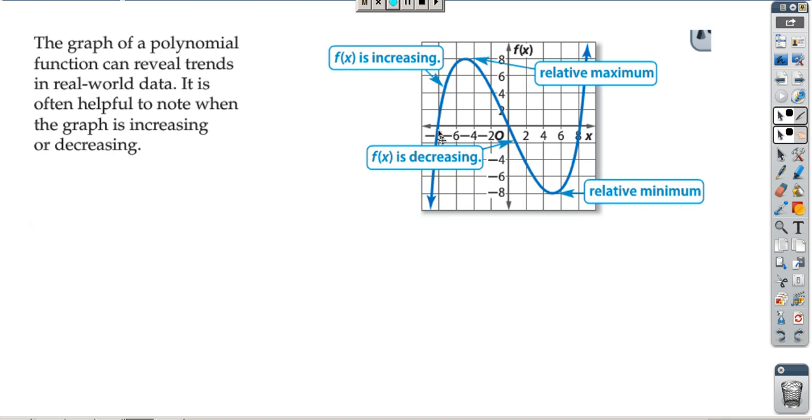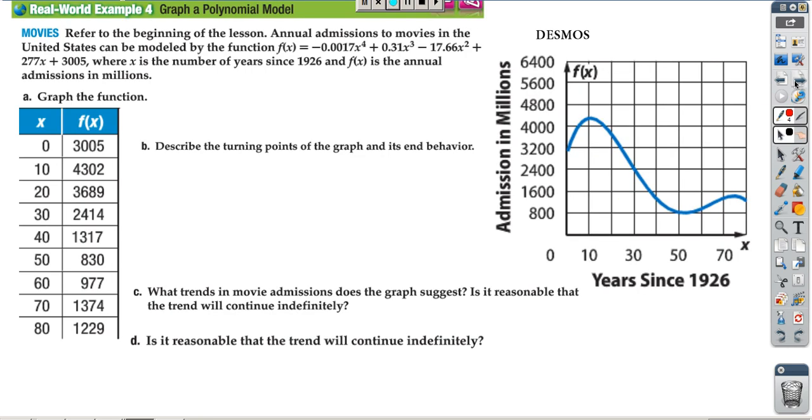When they talk about graphs increasing or decreasing, increasing means as you're going from left to right, you're going up. So the graph is increasing on this yellow line right here. It's also increasing right here. But in between them on this red line, the graph is going down, you're decreasing. Okay, so that's what they mean by f of x increasing or decreasing.